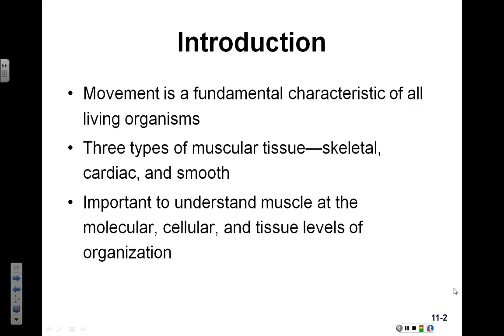It's important to understand muscle at the molecular, cellular, and tissue levels of organization. So we've looked at the tissue levels. Now we're about to look at the molecular and the cellular level. You can't see any of this happening, guys. It's just so unfortunate. But cardiac and smooth.